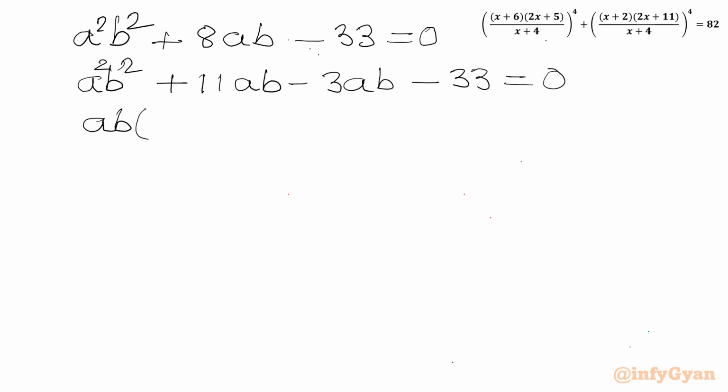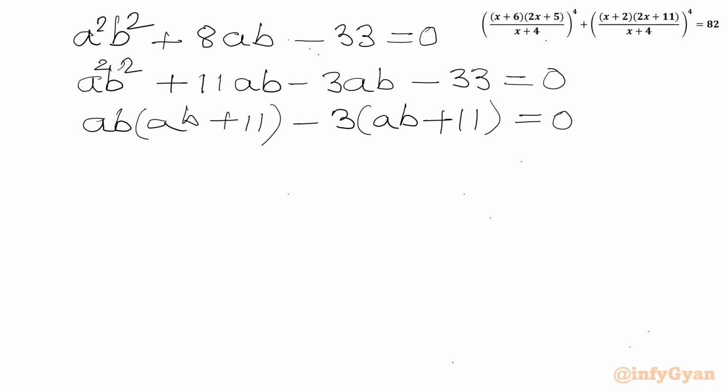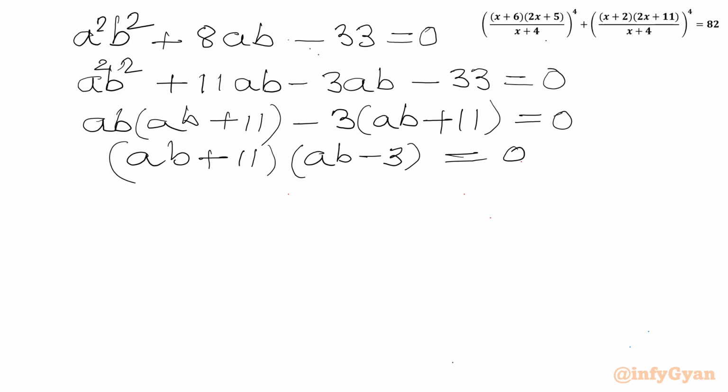AB is common, so AB + 11, and minus 3 if I take common here, AB + 11 = 0. So I can write the factors (AB + 11)(AB - 3) = 0. Conclusion from here, I can write AB = 3 and -11.